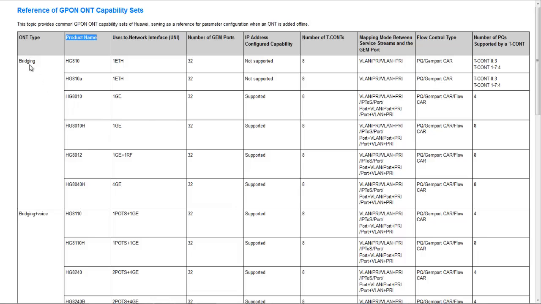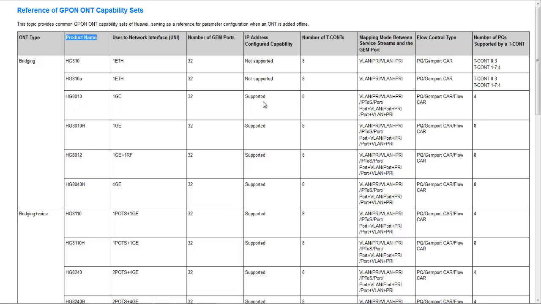At first we see the bridging type. This kind of ONT supports only bridge mode. Here we see HG810: it has one Ethernet port, the number of GEM ports supported is 32, IP configuration is not possible, number of TCONT is 8, and VLAN priority and VLAN plus priority, both modes you can configure on the GEM port. HG810A also has one Ethernet port, everything the same.